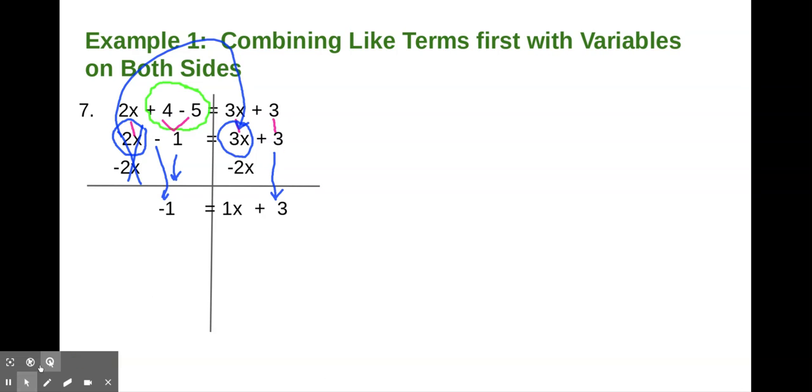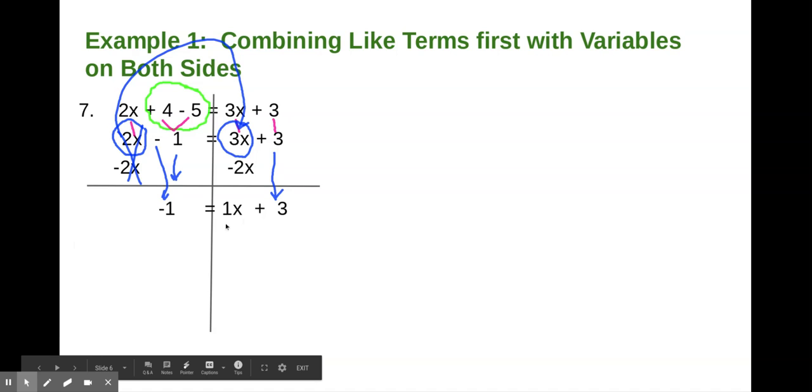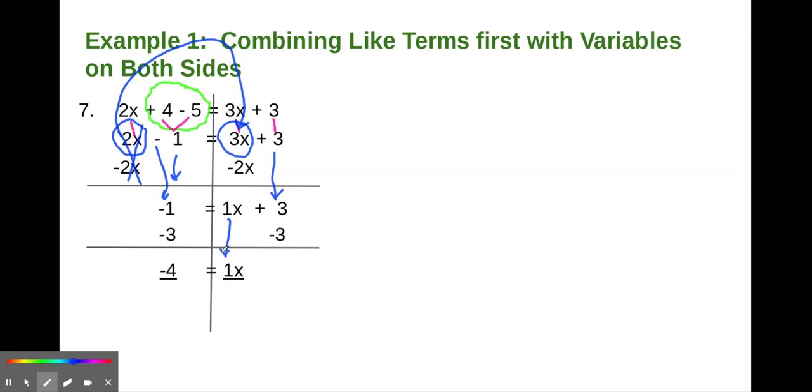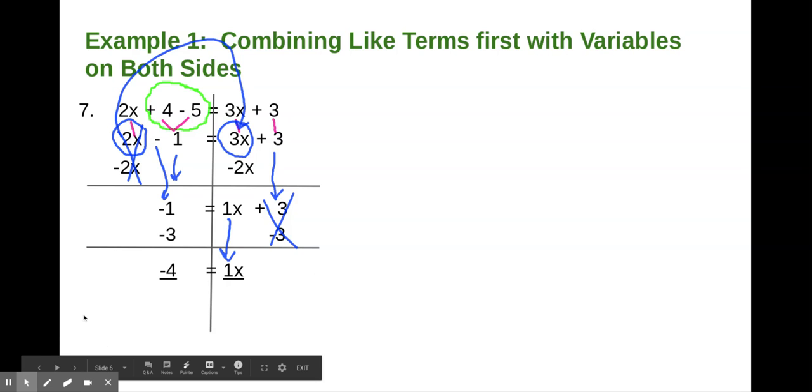Now we're at a 2-step equation. The next step I want to do is to get rid of this plus 3. Since it's adding 3, I want to subtract 3 from both sides. Negative 1 minus 3 is a negative 4. I bring down that 1x, and the 3 and the negative 3 go away. My last step is to divide by 1.